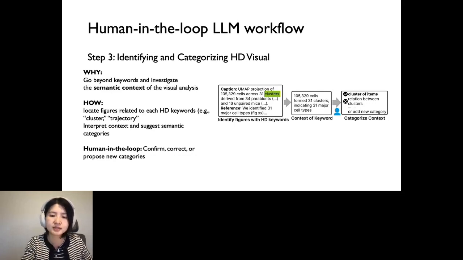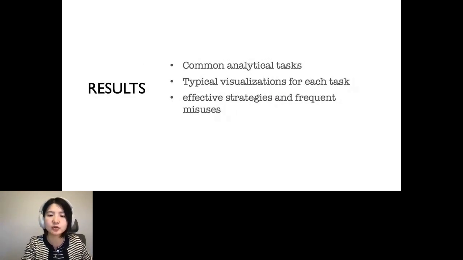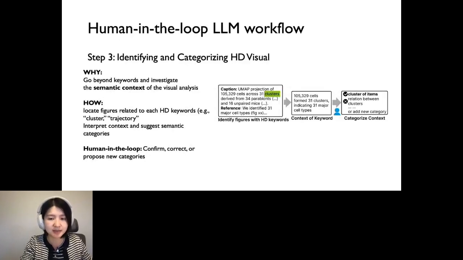To guide this process, we provide a set list of context categories, which are derived from manual analysis of a small sample set, let's say 10 papers. Then we use large language models to match each of the examples to this list and also propose new categories if none of the existing categories apply.